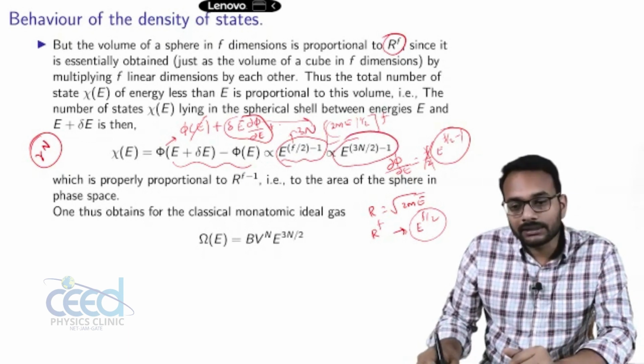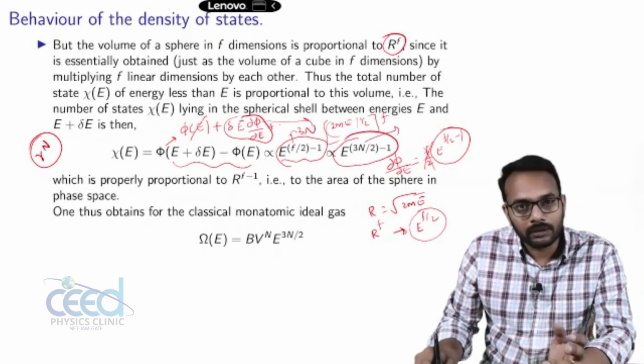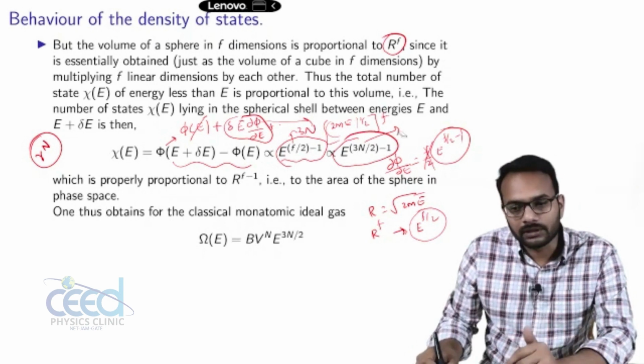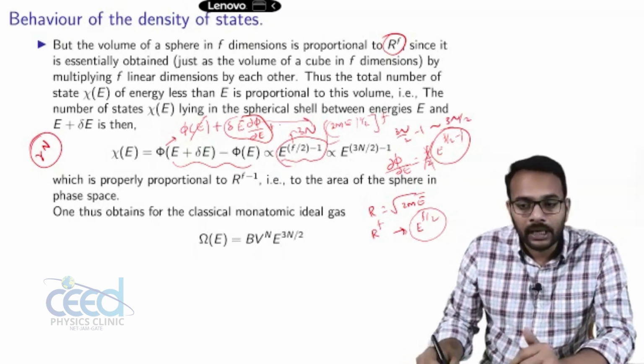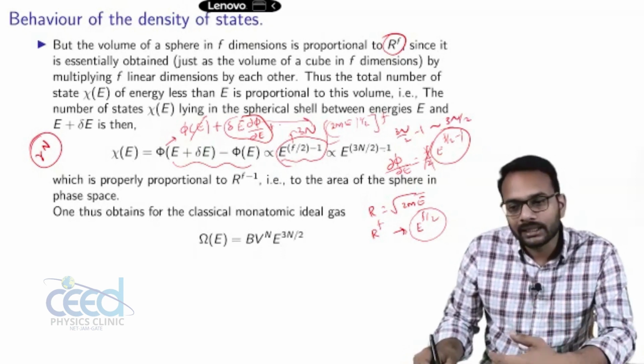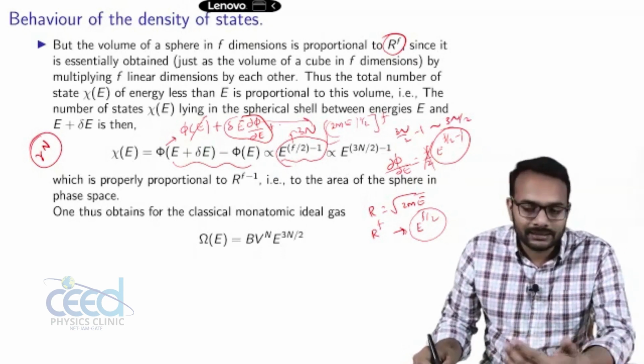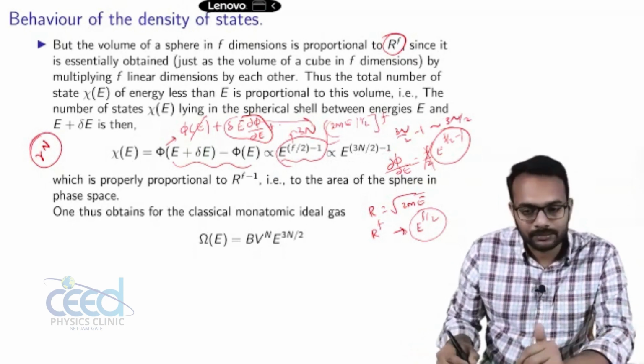Okay, now this 3n we are talking about again Avogadro number of molecules, a large number of molecules. So 3n by 2 minus 1. Okay, it's simply 3n by 2. You can simply write it as 3n by 2. These numbers are so huge that subtracting 1 doesn't make any sense. Okay, even units don't make any sense.